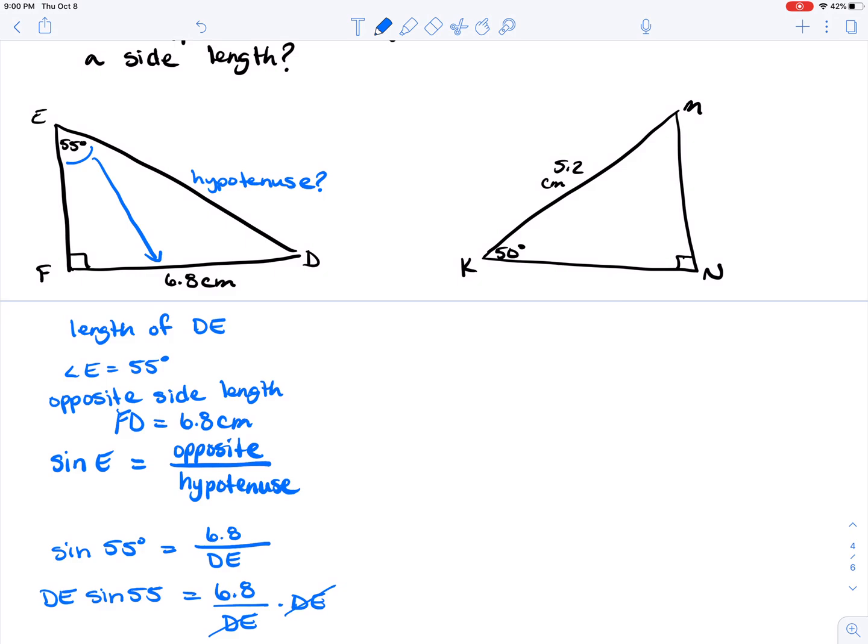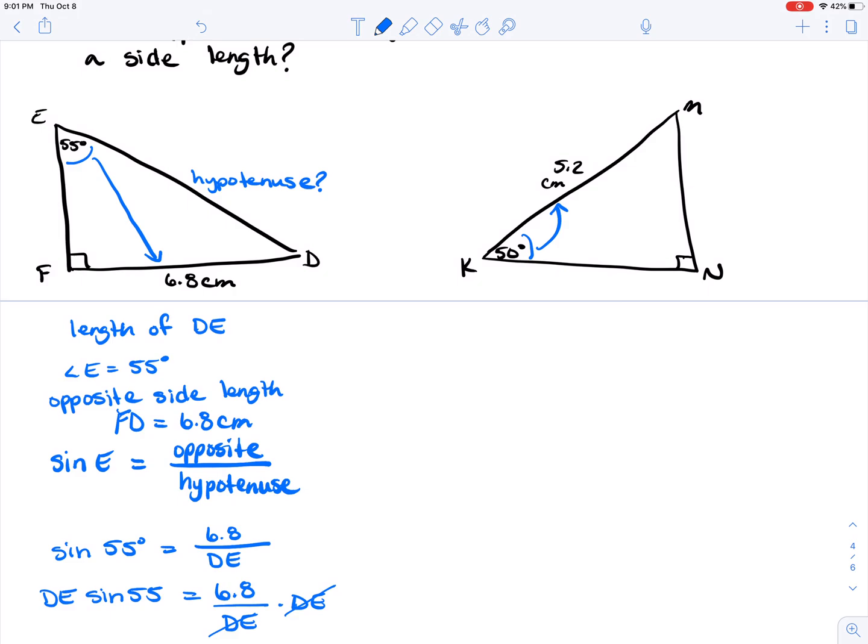Let's take another example here. I have 50 degrees, and I've been given 5.2. Now, if we look at it, the 5.2 is in the hypotenuse section. So which one do I want to use? I'm going to show it using the cosine ratio, only because we've already done one showing the sine ratio. So I'm going to use this one.